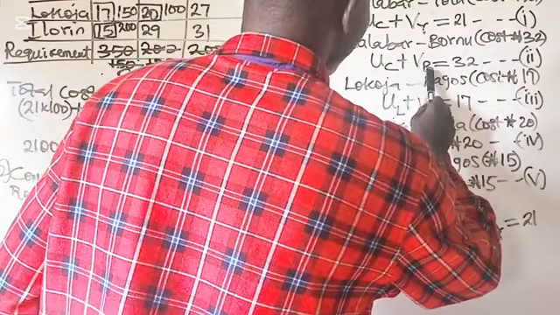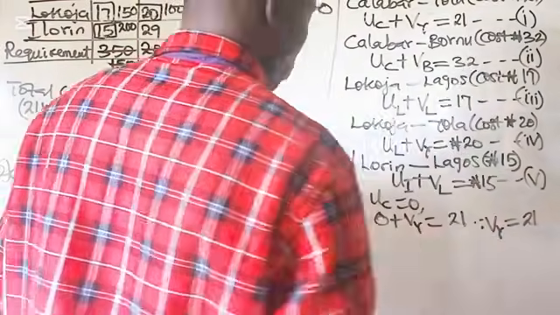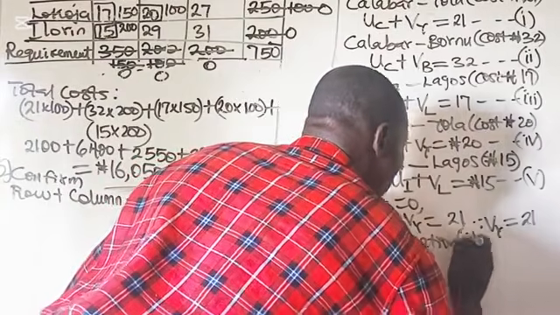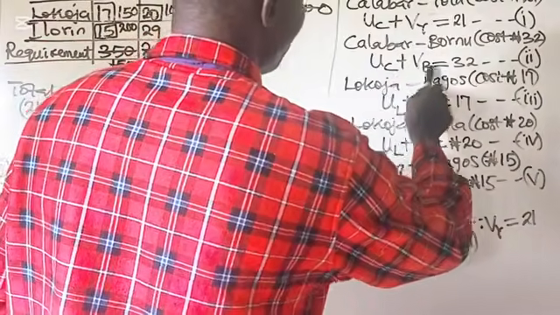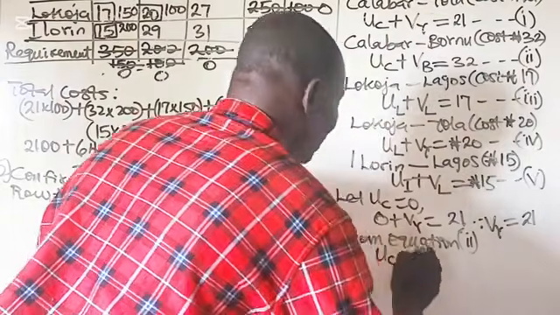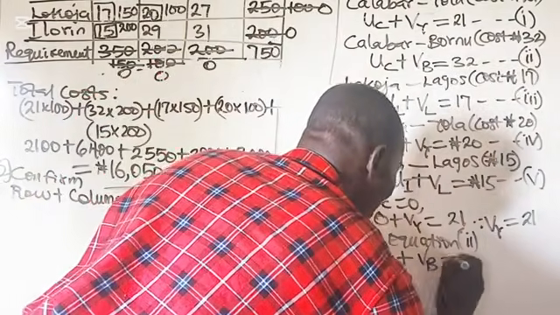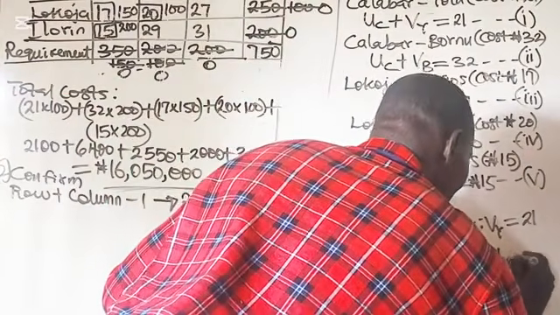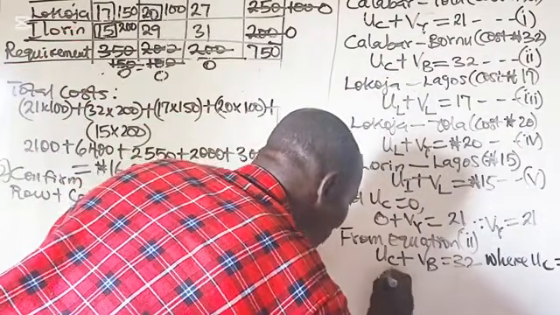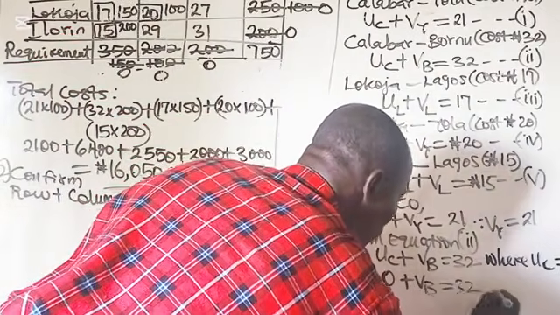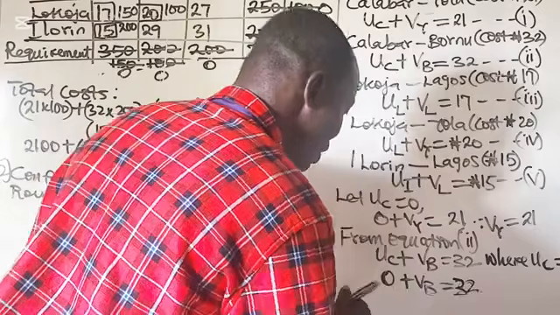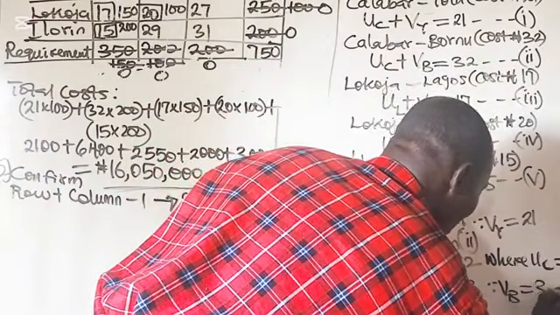Then UC plus VB equals 32, from equation 2. Remember UC is already equal to 0. We've assumed UC to be 0 earlier. That means we have 0 plus VB equals 32. So you collect like terms, VB equals 32 minus 0. Therefore, VB will be equal to 32.